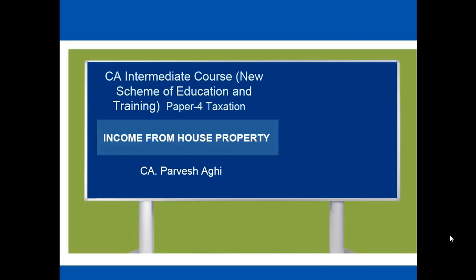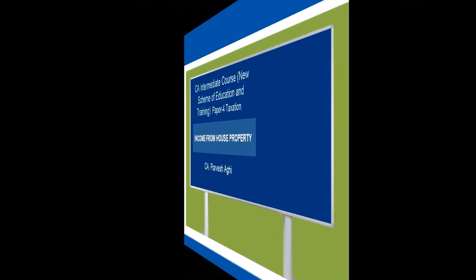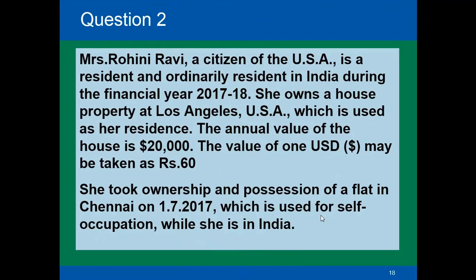In today's lecture, we will be covering income from house property. This is your CA Intermediate course, paper 4, taxation, and I am CA Parvesh Aghi, your professor for this lecture. So let's do question number 2.